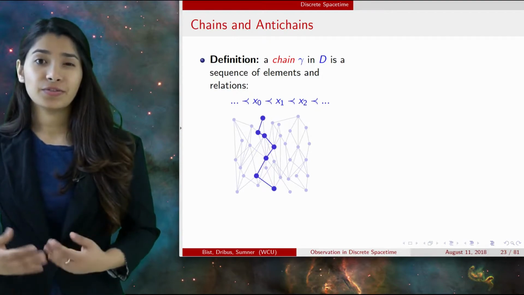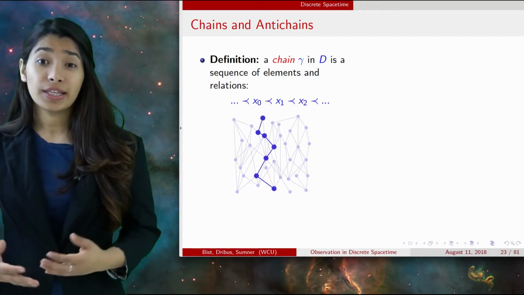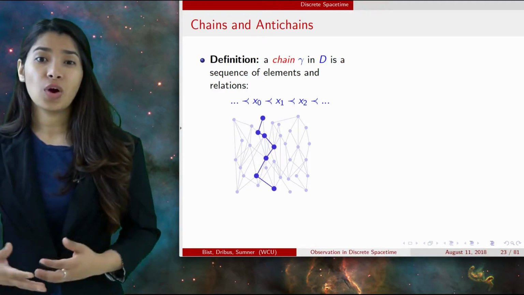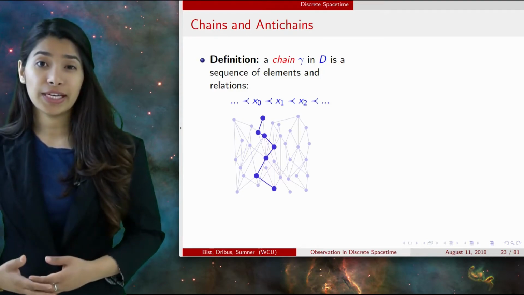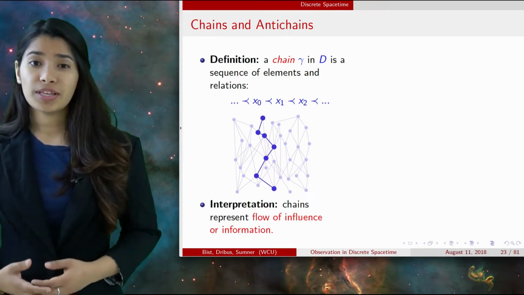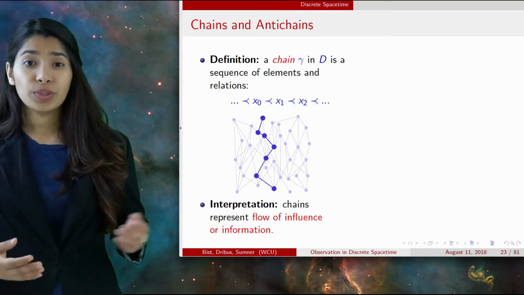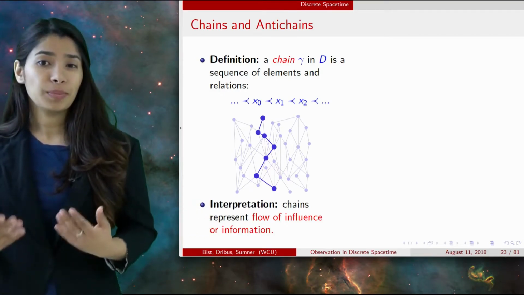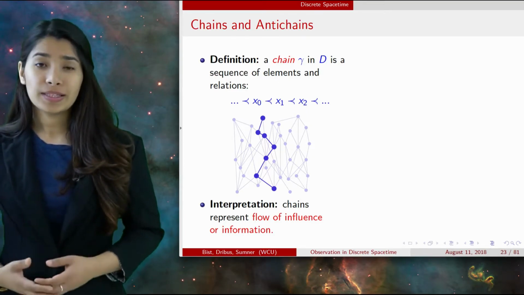Now we have to get a little bit technical and talk about some building blocks of structure in directed sets. First of all, a chain is just a sequence of consecutive elements and relations. The length of the chain is just the number of relations involved, so a zero chain is a single element and a one chain is a single relation, and so on. Chains represent the flow of influence or information in the directed set. In this picture, we are assuming that the information flows up the page, which is a convention that works in acyclic directed sets. We spell this out a bit later.